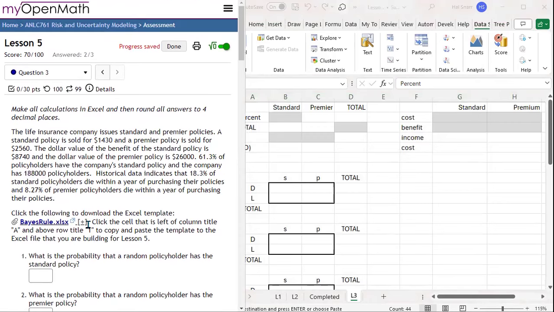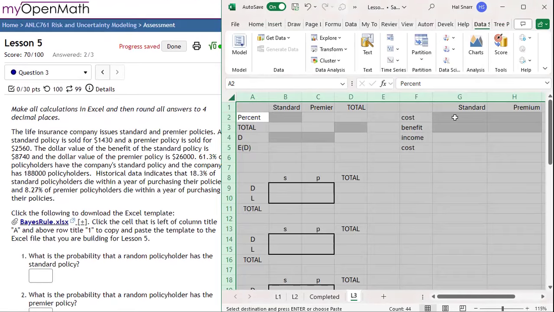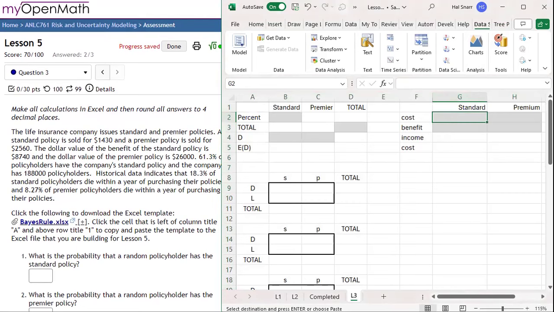Now we got to enter the information into it. The cost of the standard policy, $1,430. The cost of the premium policy, $2,560. The benefit from the standard policy is $8,740. The benefit from the premier policy is $26,000. Now, your numbers might be different than mine.